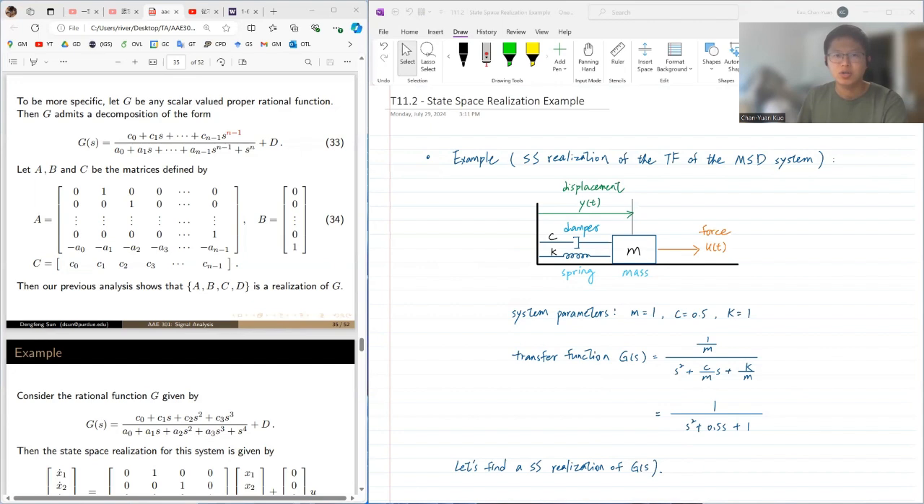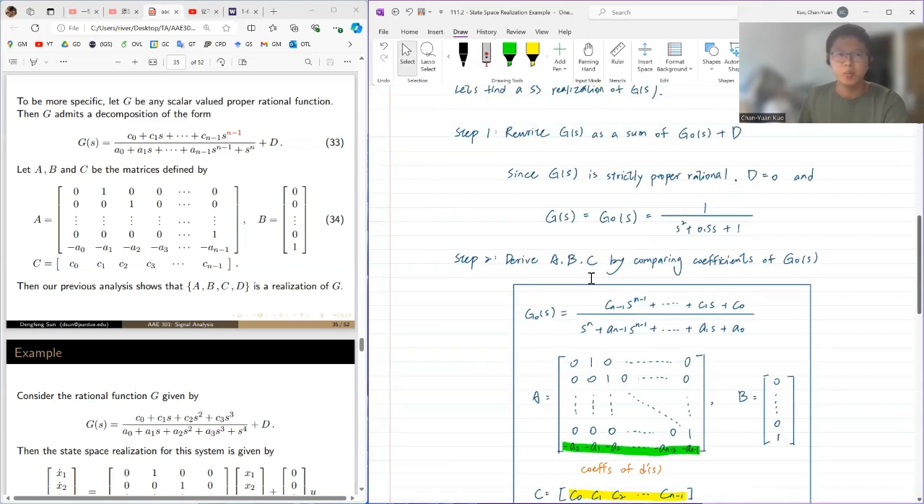Recall that the transfer function G of s of the mass spring damper system is given by 1 over s squared plus 0.5 times s plus 1. And now let's derive a state space realization of G of s together. Step 1. Rewrite G of s as a sum of a strictly proper rational function G0 of s and a constant d. Here, G of s is already a strictly proper rational function, so G0 of s is equal to G of s and the constant d is equal to 0.